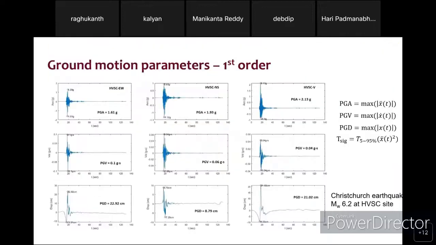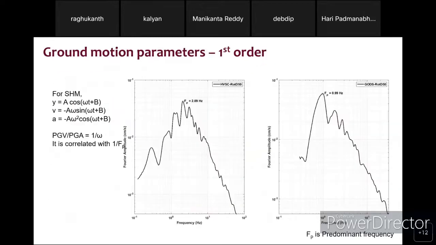This is the first order parameter: if I have the data set, I just take the peak value of the data. We say the maximum absolute value, then PGV, then PGD, and you can estimate duration and other things. Then from the frequency, you can find the maximum frequency, the value at which it is peaking. Then PGV by PGA, which is automatically linked to this FP itself.